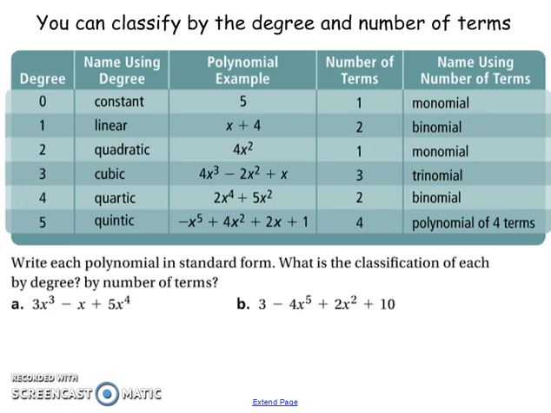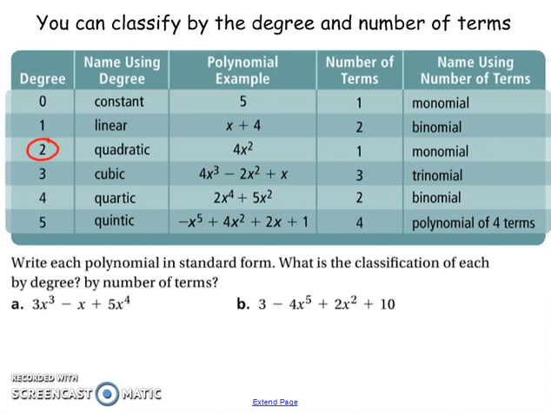Okay, so in the second one, if we look at the degree of 1, it's a linear. So the example is x plus 4. So there's two terms there. So since the degree is 1 and there's two terms, this is called a linear binomial. Okay, so if we look at the next one, number 2. The degree is a 2. Okay, that's called a quadratic. We've seen those before.